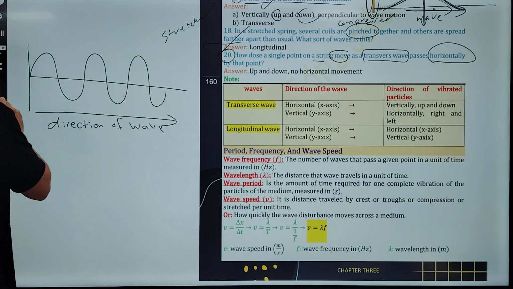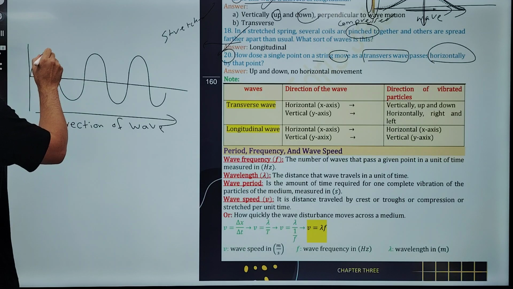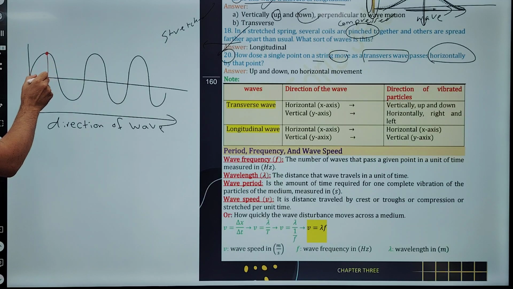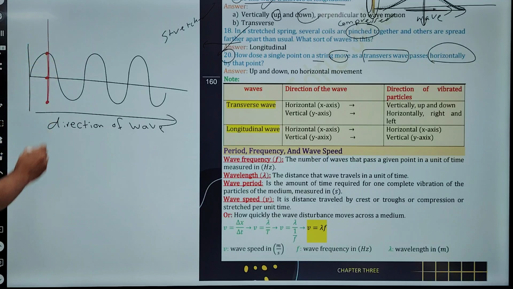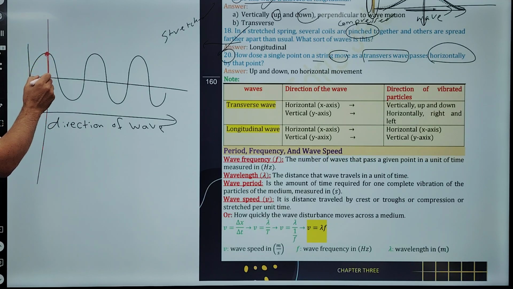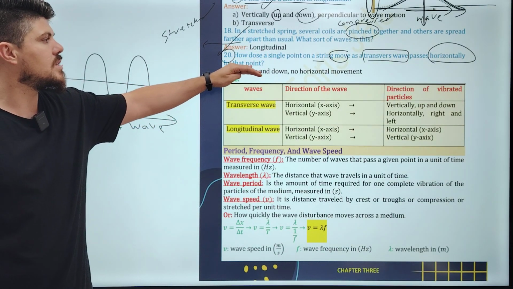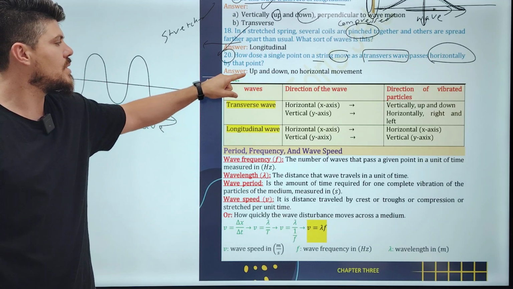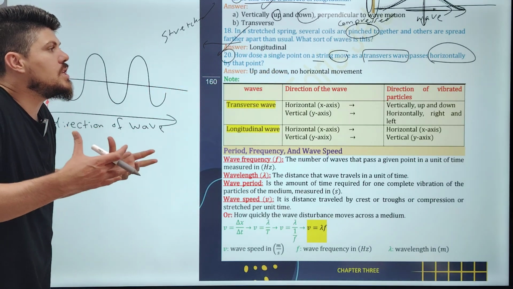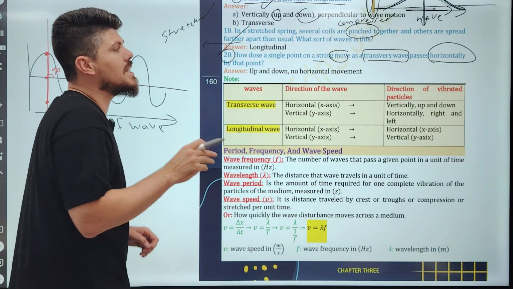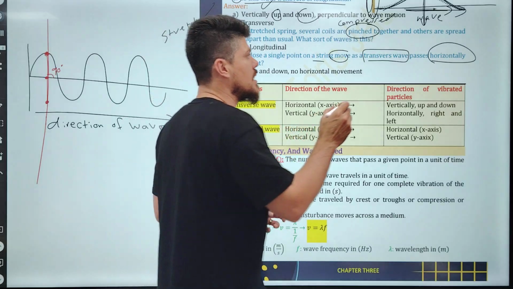How does a single point vibrate on a string when the wave moves horizontally? Up and down, vertically, perpendicular to the direction of the wave. Why? Because in a transverse wave, the vibration of the particles is at 90 degrees to the direction of the wave. So a single point on the string moves up and down. If I change the question, listen to me: how does a single point on a string move as a transverse wave passes vertically?